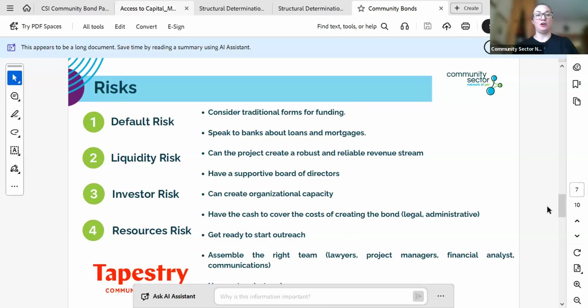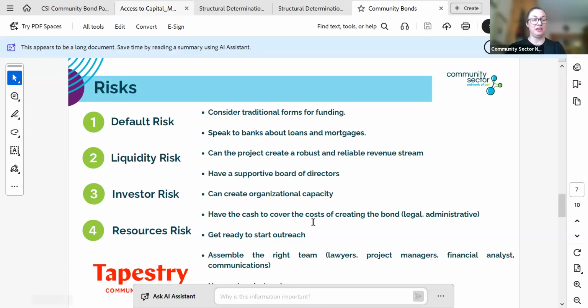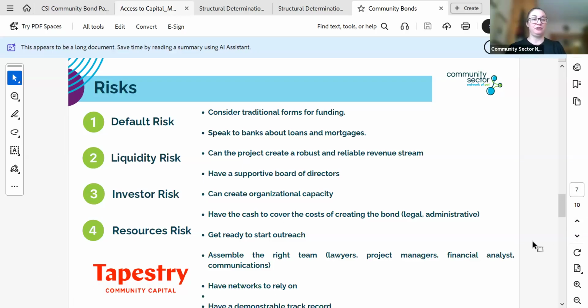This happens because not only when you start doing a community bond raise and running a community bond, you've really started another project then. So you have your community bond raise and management, and then the project that you're doing, which is funded by the community bond. So you could get pretty strapped in your organization in terms of taking on all of this work. And so you just want to make sure that you have enough resources to manage both the bond and the project. So it's a really good idea here. I've highlighted Tapestry Community Capital in the last two slides.